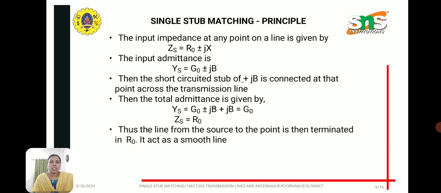The input impedance at any point on a line is given by Zs equal to R0 plus jX. The input admittance is Ys equal to G0 plus jB. Then a short circuited stub of susceptance minus jB is connected at that point across the transmission line. The total admittance is then Ys equal to G0, where Zs is equal to R0. Thus the line from the source to the point is then terminated in R0, and it acts as a smooth line.